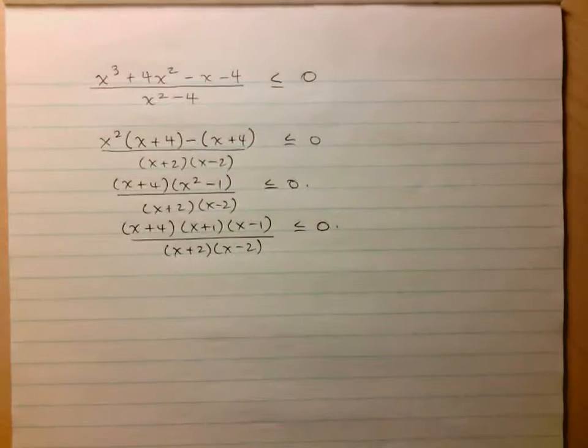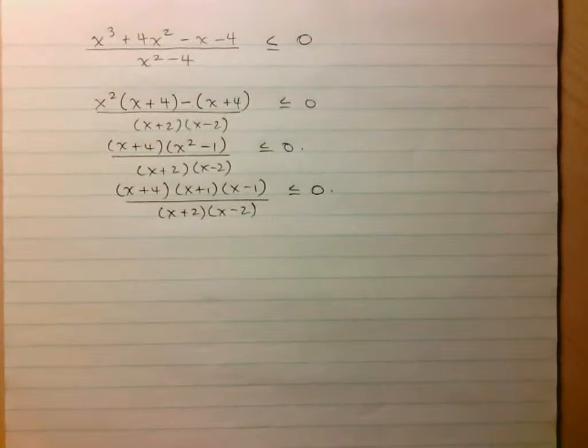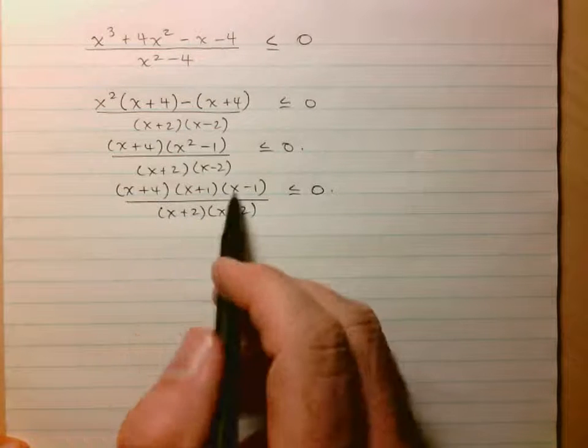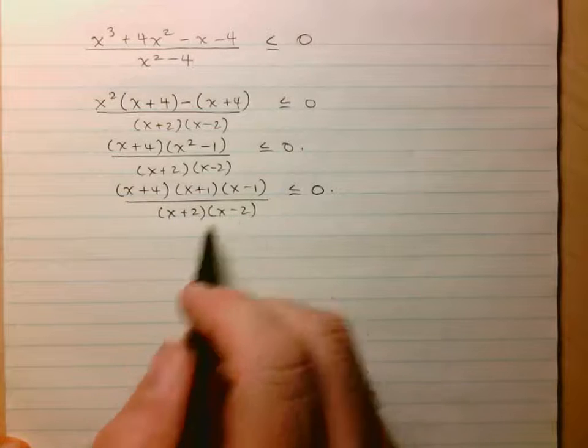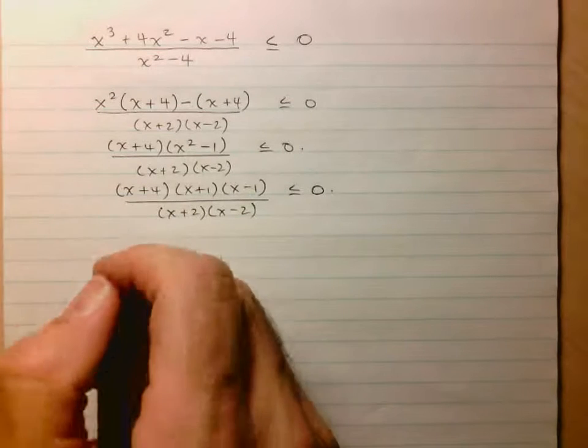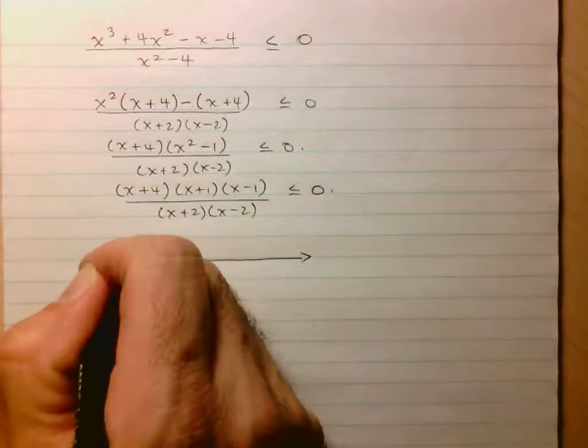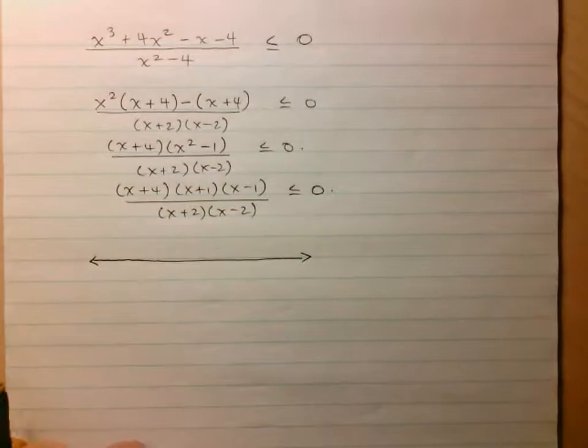Once I have everything factored out, I can start deciding where this expression on the left is going to be less than or equal to 0. As we said, the whole principle here is that the only place it can change sign is at an x-intercept, which we'll get from the numerator, or a vertical asymptote, which we'll get from the denominator. So all we have to do is test one point in each of the intervals created by the points we just talked about, and from there we can determine where it's less than or equal to 0.